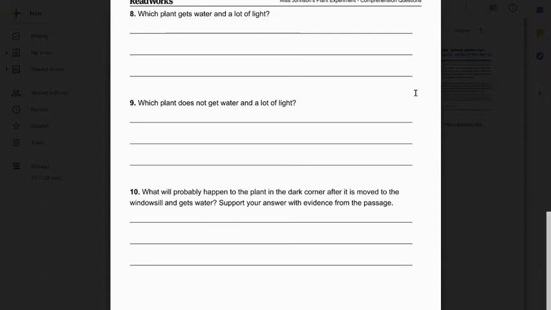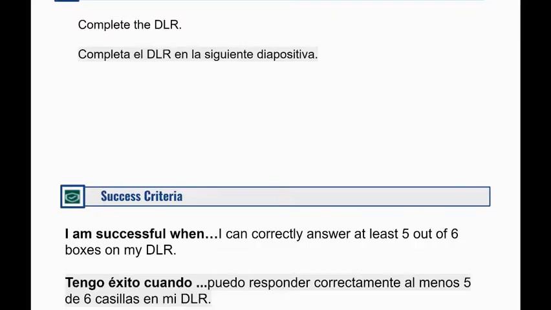Here we can see our 3 short answer questions. Number 8 asks us, which plant gets water and a lot of light? Be sure to answer with complete sentences. Question number 9 says, which plant does not get water and a lot of light? And finally, question number 10 says, what will probably happen to the plant in the dark corner after it is moved to the windowsill and gets water? Support your answer with evidence from the passage. When you're finished answering all three, make sure that you go back and check your short answers for proper capitalization, punctuation, and spelling. For task number 3, students will complete their DLR, Daily Language Review.